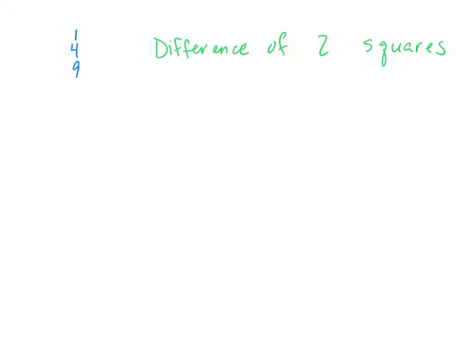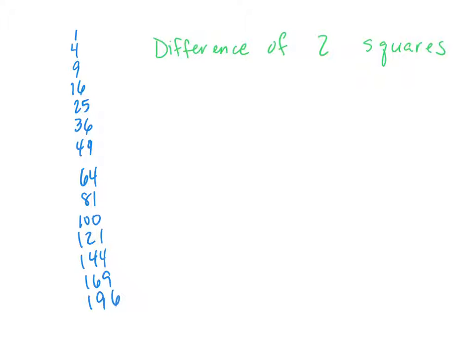1, 4, 9, 16, 25, 36, 49, 64, 81, 100, 121, 144, 169, 196, that's 14 squared, 225, and 256 is as far as I'm going.